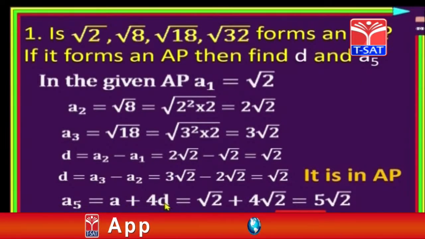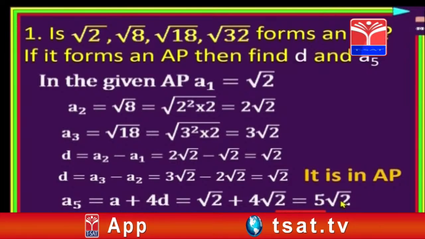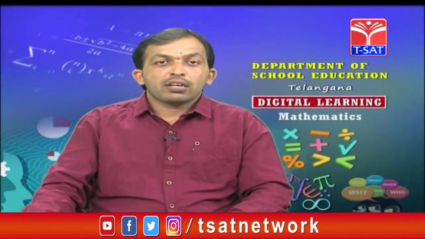By using an is equal to a plus n minus 1 into d formula, we will get a5 is equal to a plus 4d. We got a value, that is first term root 2, substitute here, plus 4 into d value is root 2. Now what is the value of root 2 plus 4 root 2? The sum of root 2 and 4 root 2 is 5 root 2. So fifth term is 5 root 2. Okay. So like this we can find any number of terms. That means we can find 100th term also. Okay. Right.